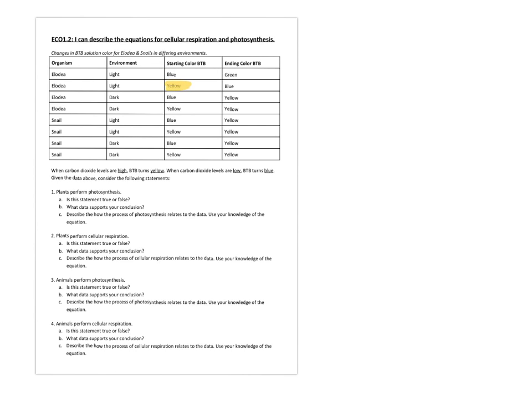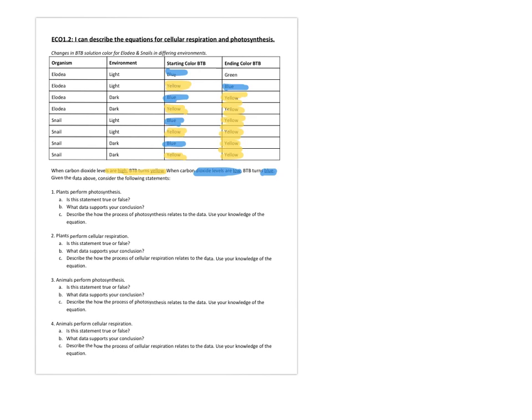Okay, so we've got yellow, and blue, and one green, which we'll just leave for now. So again, carbon dioxide levels are low, we get blue. Carbon dioxide levels are high, we get yellow.